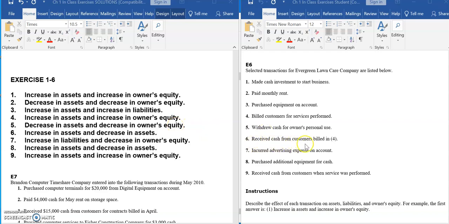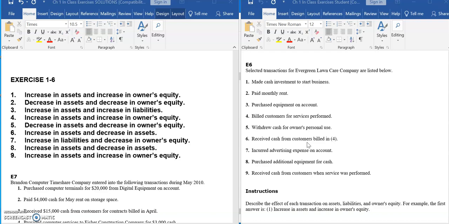We received cash from customers billed, back up here in number 4. Remember, up in 4, we billed customers for services performed. They have now paid us the amounts that we billed them. We have received cash, which is an asset. We have more cash in the business, so the business's cash increased. The reason we received that cash was because customers paid amounts they owed to us. That means our accounts receivable have now gone down.